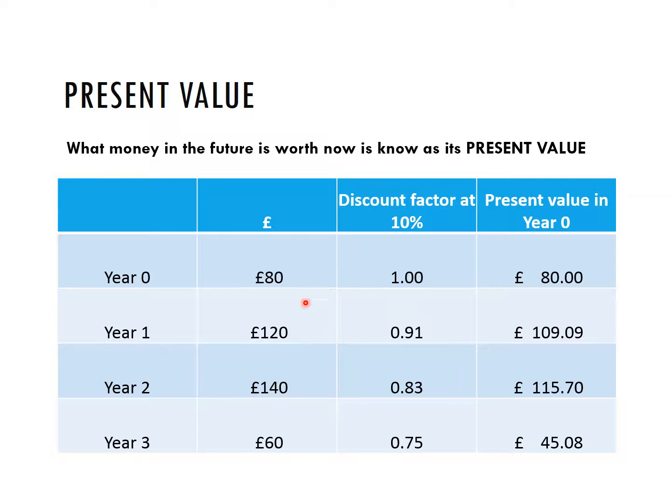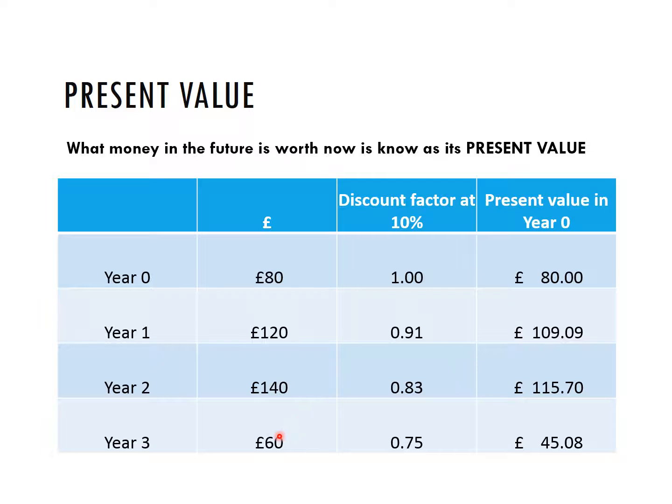So let's have a look at a few examples. Right, £80 in year zero is worth £80 in year zero. £120 in year one, assuming we could get 10% rate of interest in the bank, is worth £109 in year zero. So £109.09, add on 10% would get you to 120. £140 in year two is worth £115 in year zero. The present value of year two would be £115.70.